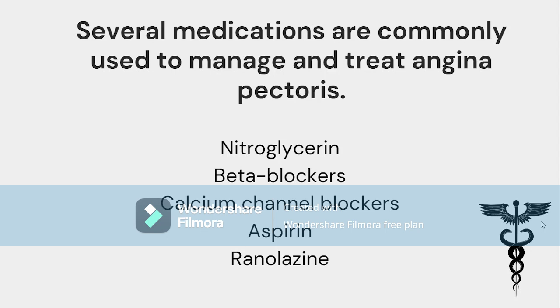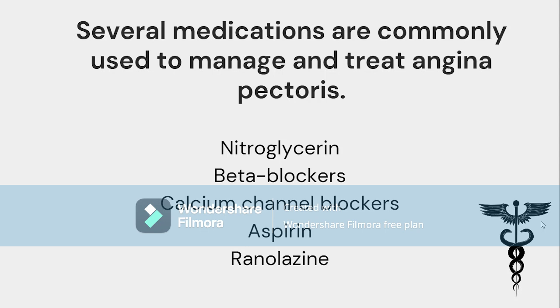Next is the beta blockers. Beta blockers are a class of medication that work by blocking the effects of adrenaline on the heart. They reduce the workload on the heart and can help lower blood pressure, thus reducing the frequency and severity of angina episodes. Beta blockers are often prescribed for long-term management of angina and can also help improve exercise tolerance.